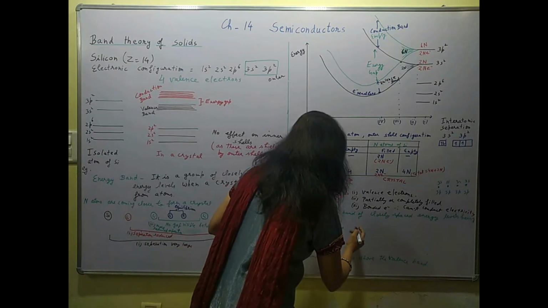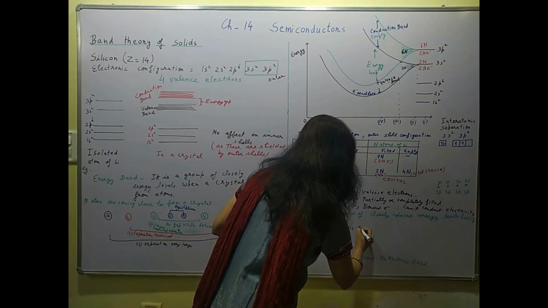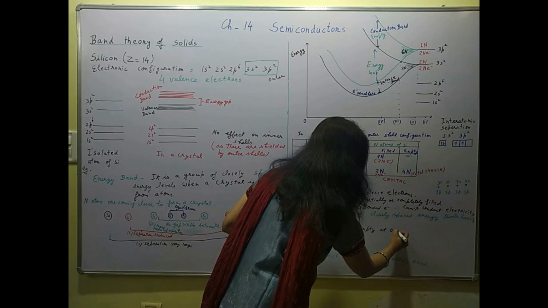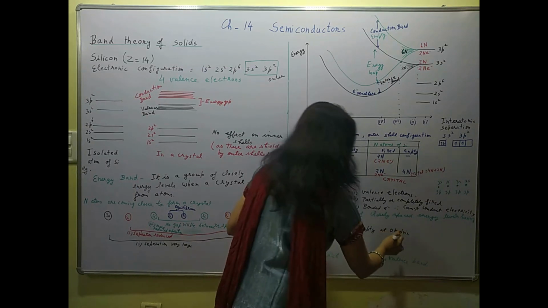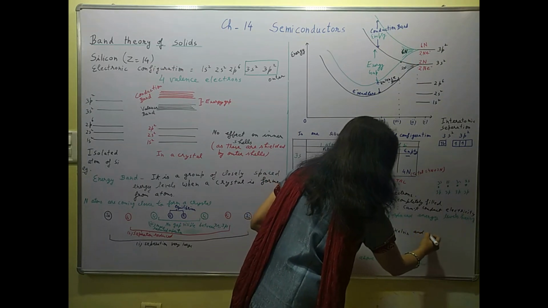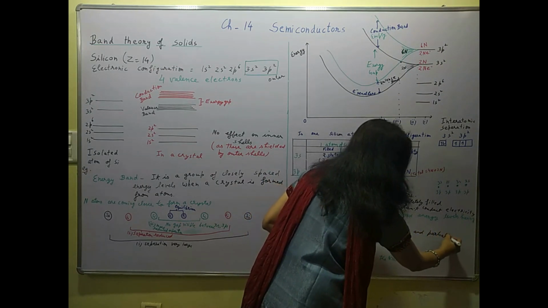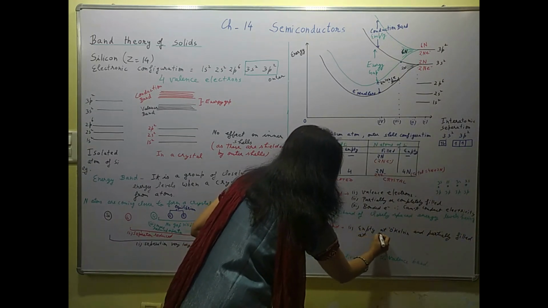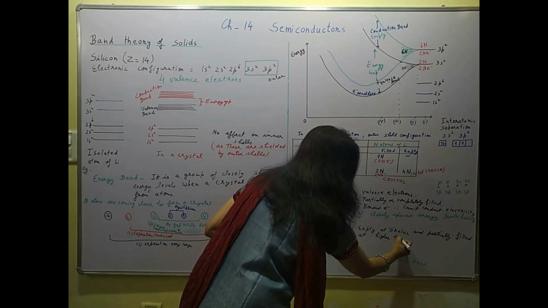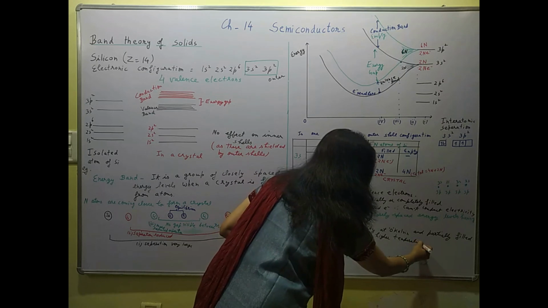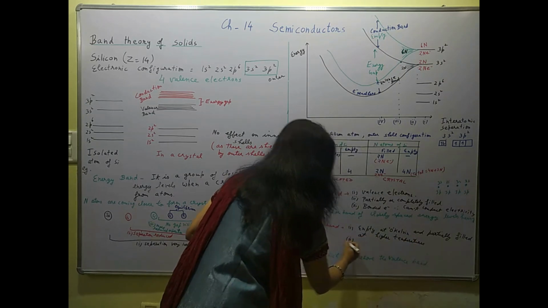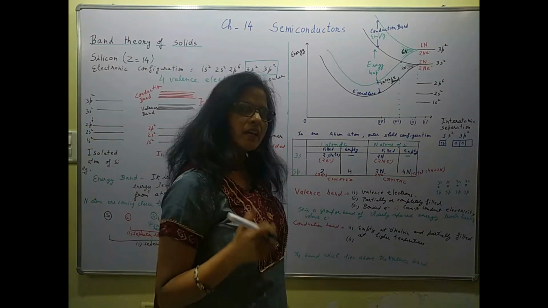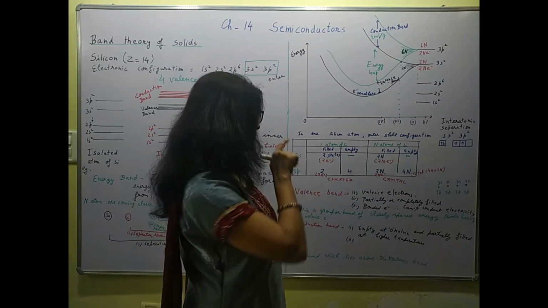So here it is empty at 0 Kelvin and partially filled at higher temperatures. So the conduction band has conduction electrons. Actually, when the electrons reach the conduction band after getting energy equal to the energy gap, then these can conduct.